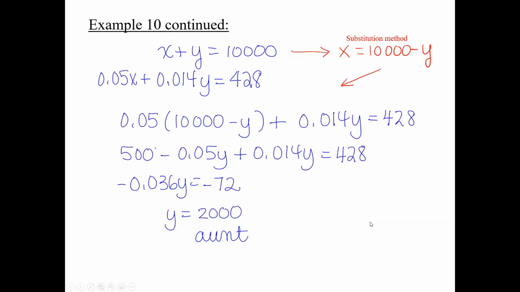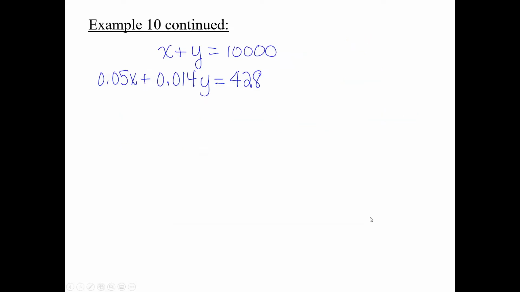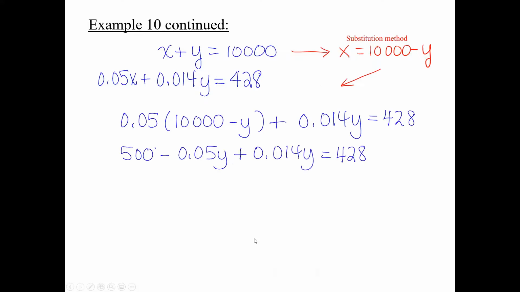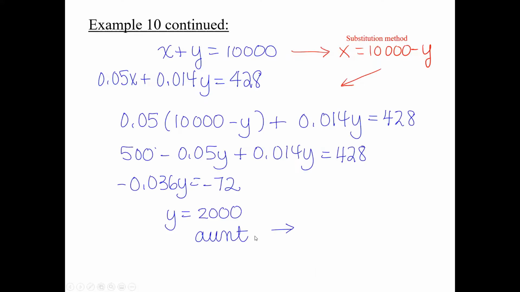And technically we should go back and put it into our initial statements. Now, if you don't put it back into that initial statement, then you need to do this. Now, there's something in this that would lose you a point. Because this is money, you need a dollar sign in front of that 2,000 and the 8,000. And you also need the aunt and Perkins.